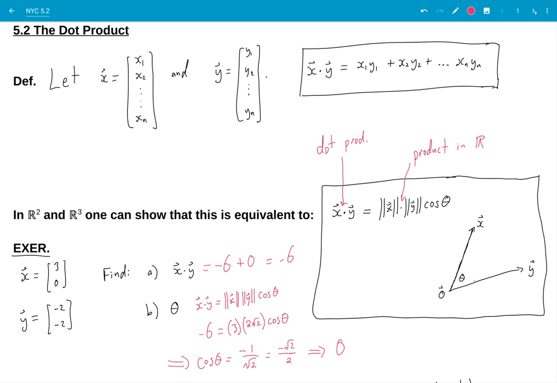So therefore, theta is, well, there are 2 answers on the trig circle between 0 and 2 pi: 3 pi over 4, or 5 pi over 4. And when doing dot products, we usually choose the smaller angle, as you can see right here. We don't choose this angle. We choose the smaller one. So take 3 pi over 4. If you draw a picture of these 2 vectors, you will see what I mean.